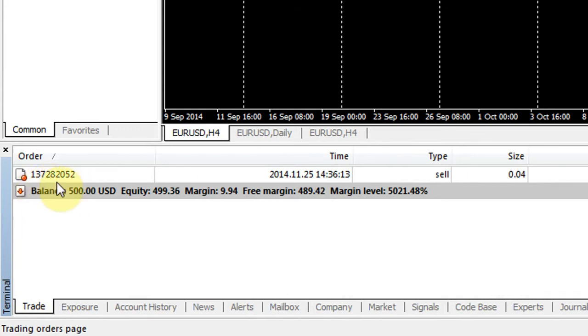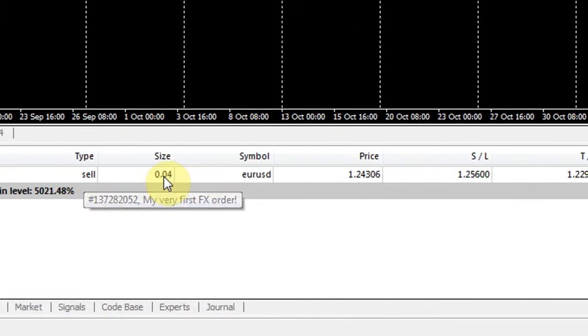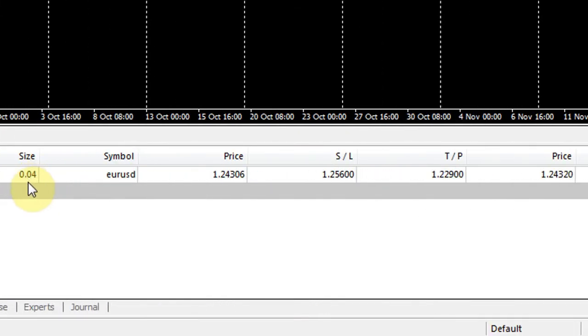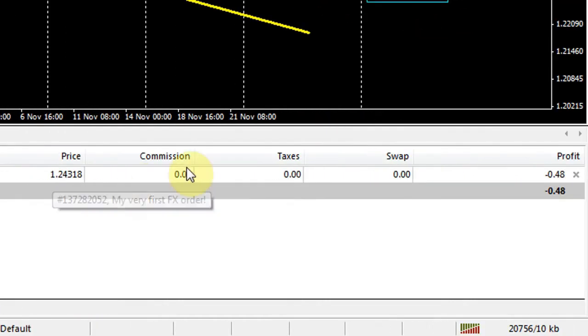So that's the ticket number of our order. That's the time when it was open. That's the type of order. It's a sell order. Size, the volume in lots, 0.04. Symbol is euro dollar. The price is that, the price at which the order was opened. Stop loss, take profit as specified. This price is the current price, then commission, taxes, and swap.